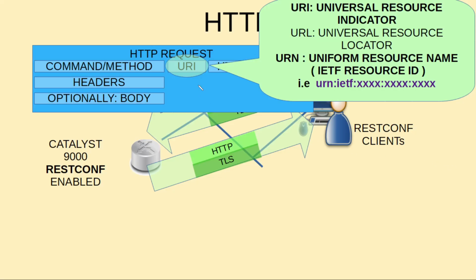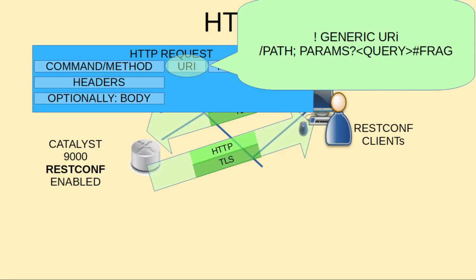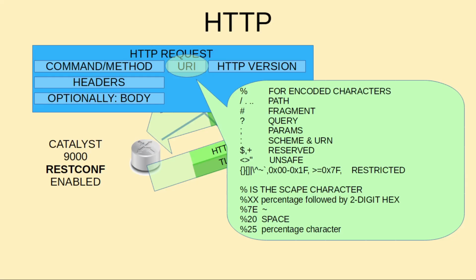Next field, URI. URI stands for Uniform Resource Identifier. A type of URI that we usually work with are Uniform Resource Locators or URLs. With RESTCONF, we are going to work now with Uniform Resource Names or URNs, which are IETF resource IDs. These are separated by colons. A URI may include a path, parameters, query, and fragment. For RESTCONF, most of the time we are going to use only the path, but as our RESTCONF queries become more complex, we may use parameters and queries. Bear in mind that in order to build these URIs, we have restricted, unsafe, reserved, and escape characters.